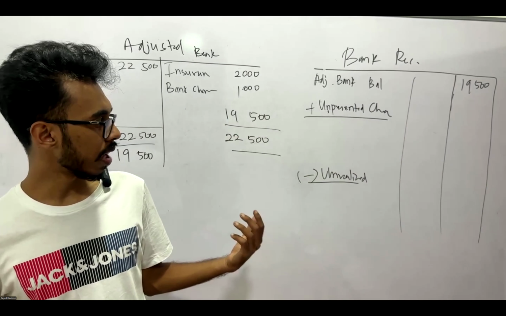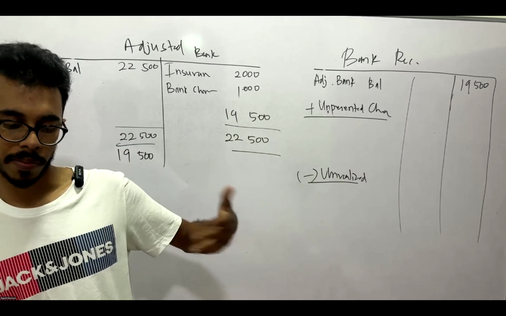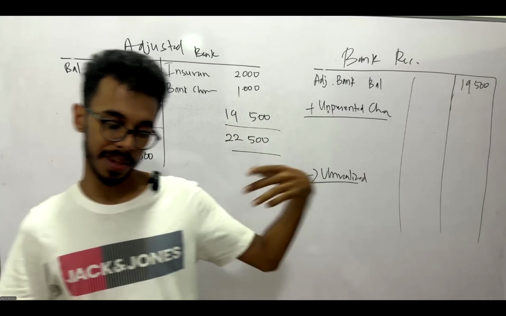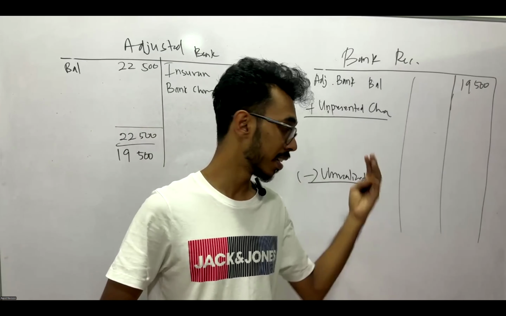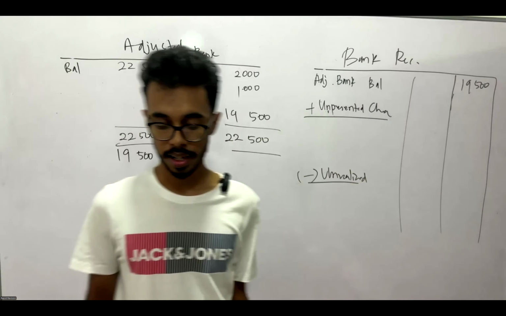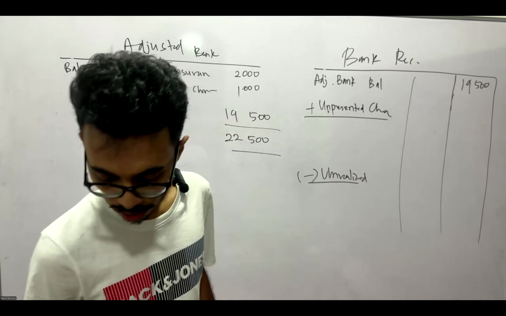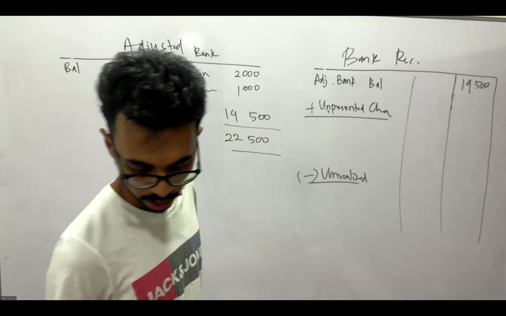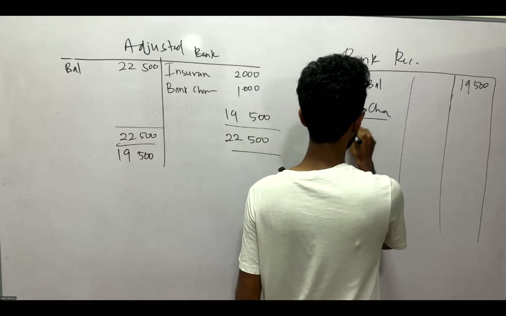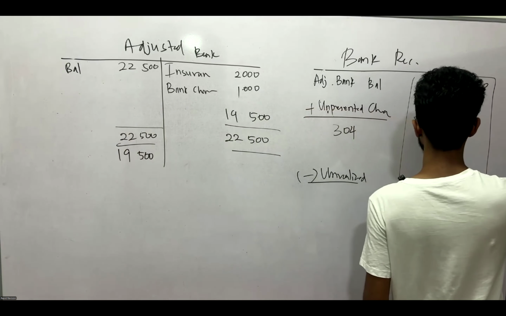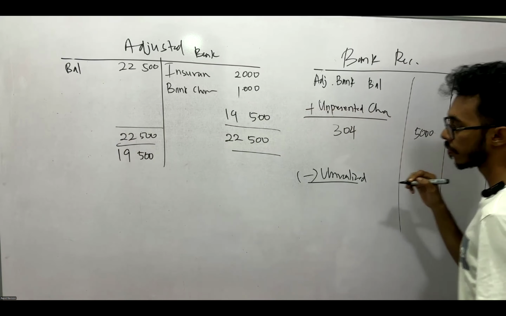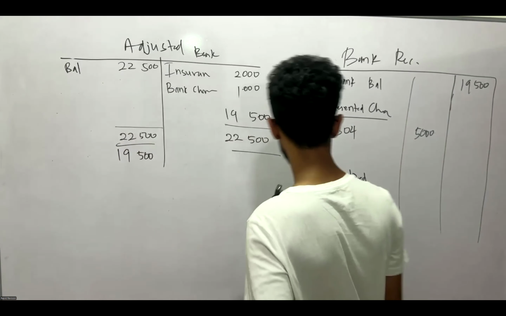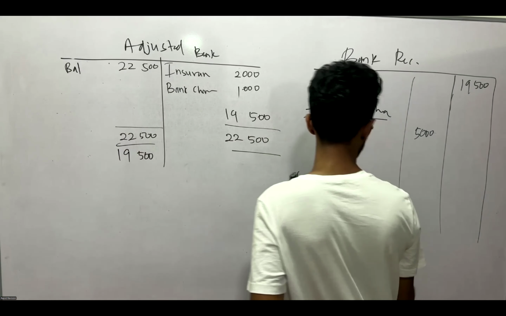The unpresented checks are something that we have issued. That means payment. Unrealized checks are deposits. Unpresented is on our credit side. Unrealized is on our debit side. So there's a rent charge, check number 304, that is rupees 5,000. That is unpresented. Unrealized check number 100, that is rupees 10,000.